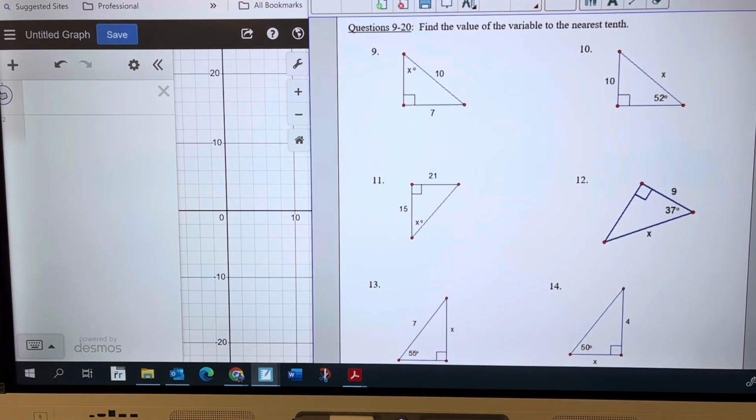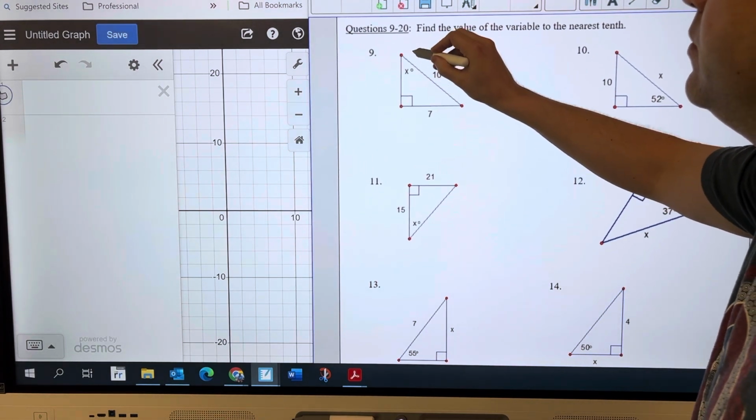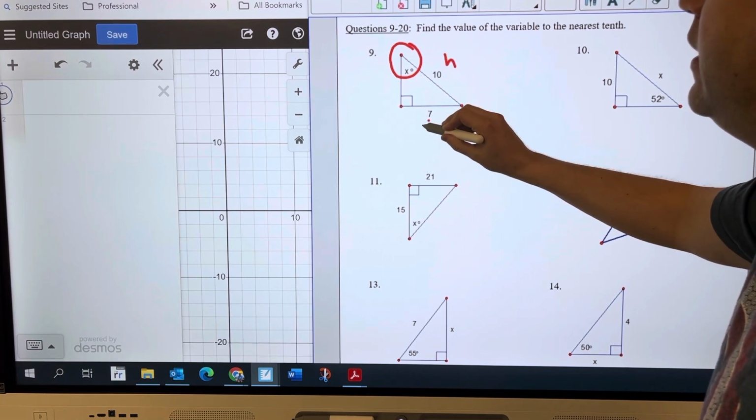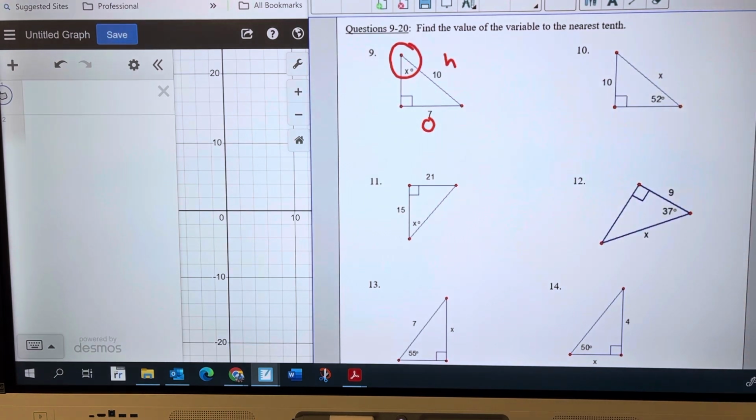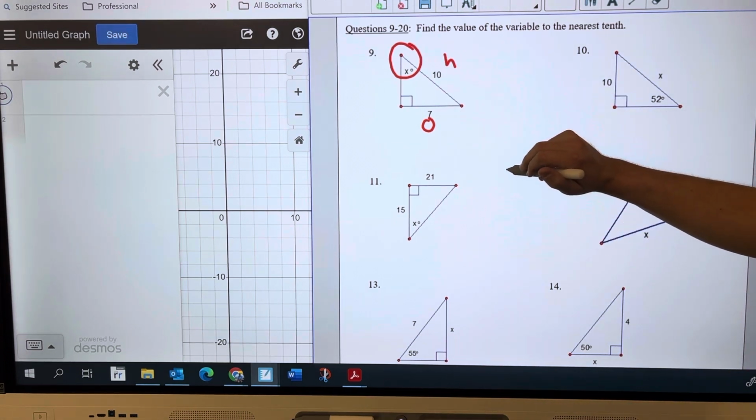Here we're looking for this angle. We know the hypotenuse and the opposite. So I'm going to use sine for this one since it has to do with the opposite and hypotenuse.